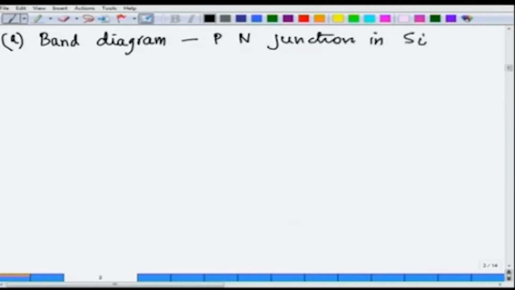So let's look at this classic example where we have P-type silicon and N-type silicon, and we are going to make a junction of it. Let's start with a material which is silicon. Let's define some quantities here. Let's say this is EC of silicon, this is EV of silicon.